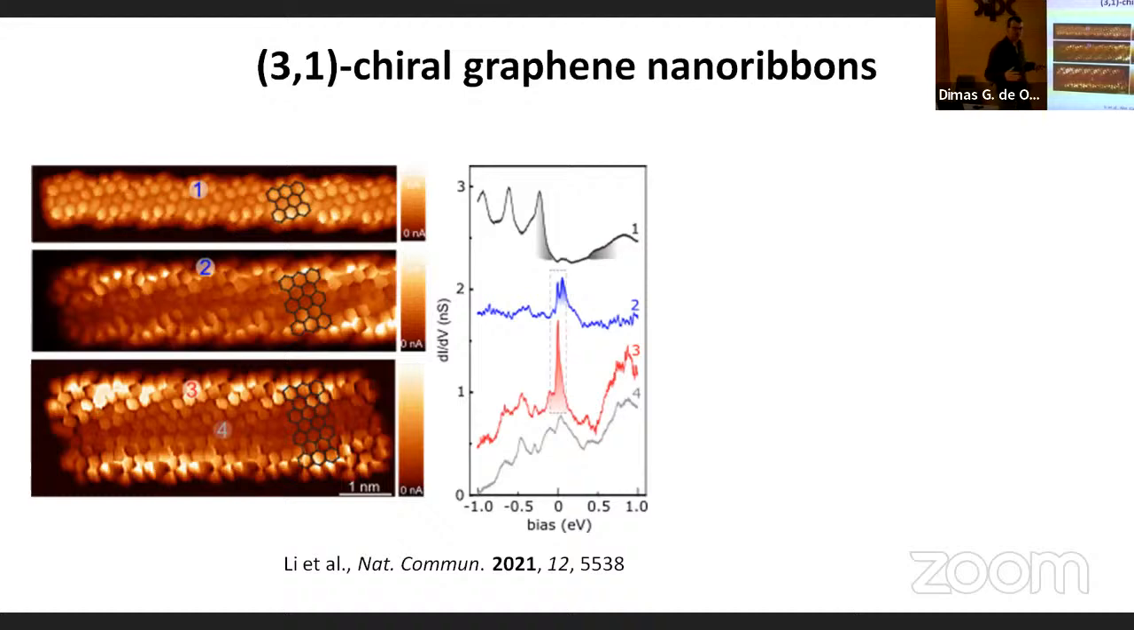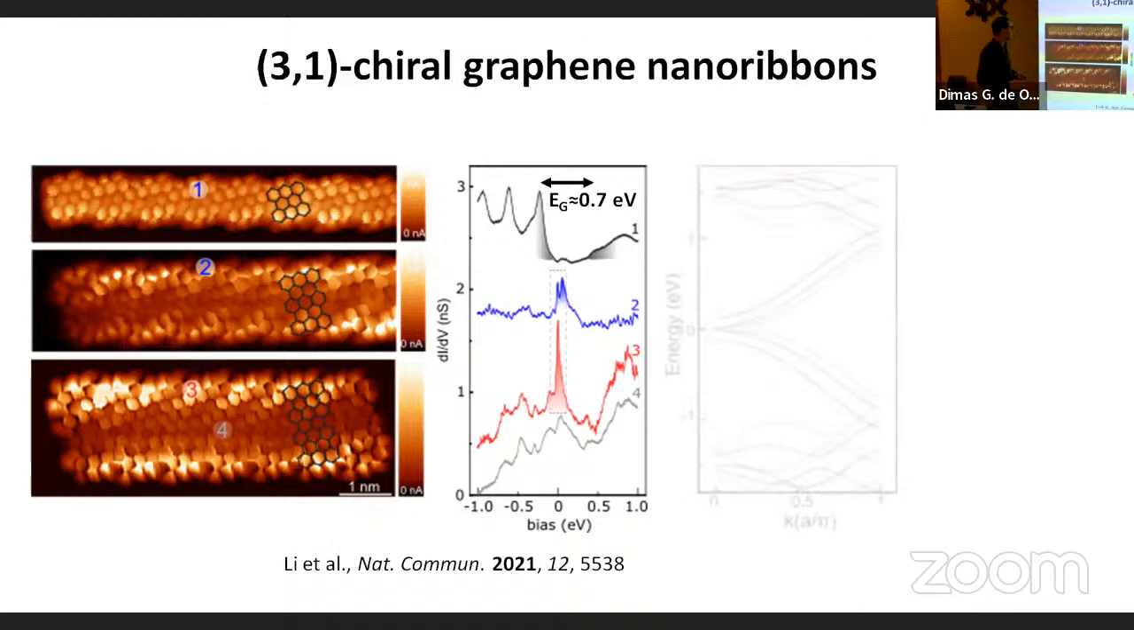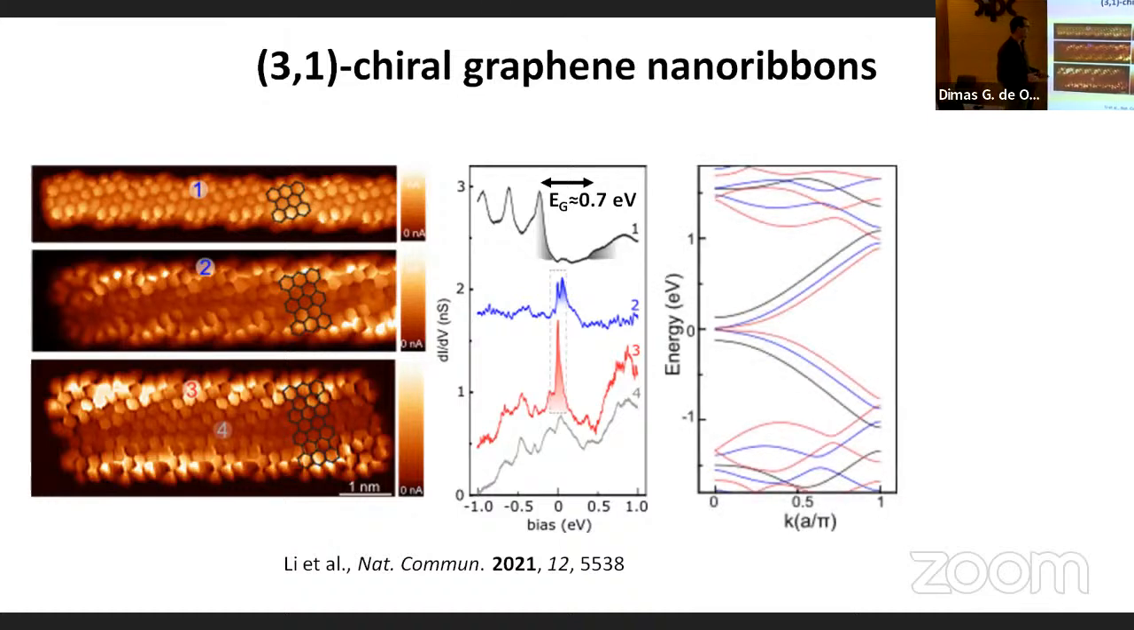But when we have the narrowest ribbons, a band gap opens and we have the onset of the conduction band and the onset of the valence band. Here we have a band gap of around 0.7 electron volts. This is also confirmed by calculations. These are the band structures of the ribbons with the different widths. These are the narrow ribbons, this is the intermediate ones, and these are the wider ones.